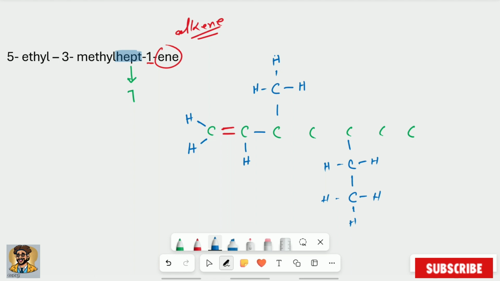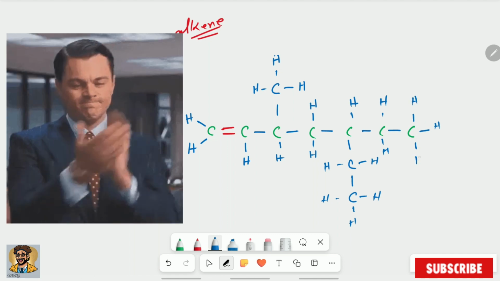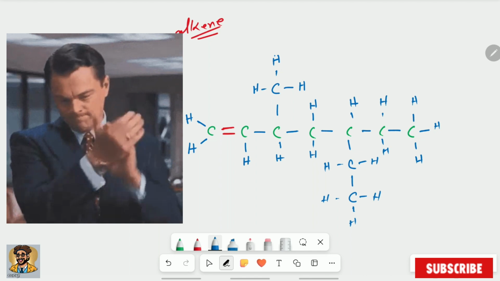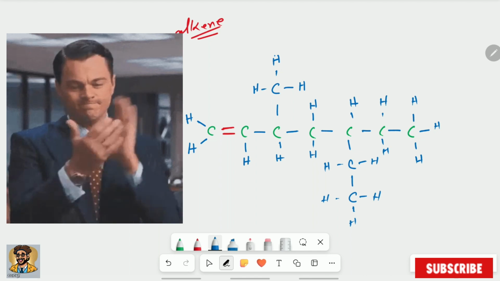The third carbon has 1, 2, 3, and then I need another 1. Do it slow. Don't be in a hurry. Then 1, 2, 3, and 4. The other one is 1, 2, 3, and 4, and then we are almost done. There is 1, 2, 3, and 4. Now every carbon has 4 bonds. That one is the structural formula of that specific compound.